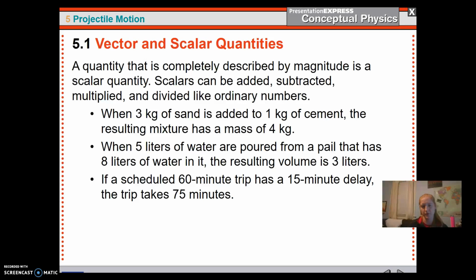There's no directional component. I have a bucket of sand and I add a kilogram of cement. The resulting mixture is 4 kilograms. I have 8 liters of water in a bucket. I pour out 5 liters and only have 3 left. If I have a 60-minute trip, and then I get delayed, somebody spent 15 minutes extra in the potty on the drive, it now takes 75 minutes. There's no direction component at all to this.